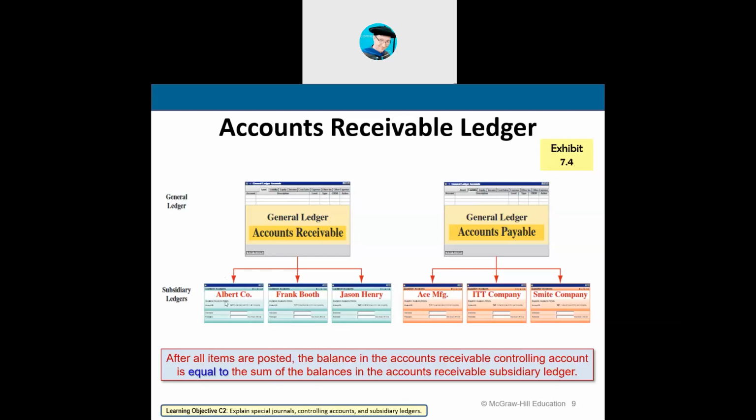And of course, if I were to add up all of my accounts receivable, I have all these different people that owe me money. I add up all of their totals. That equals the sum of the balance on accounts receivable. And the same applies for accounts payable. I add up everyone I owe money to, add up all of their amounts, and that's the sum of my accounts payable.